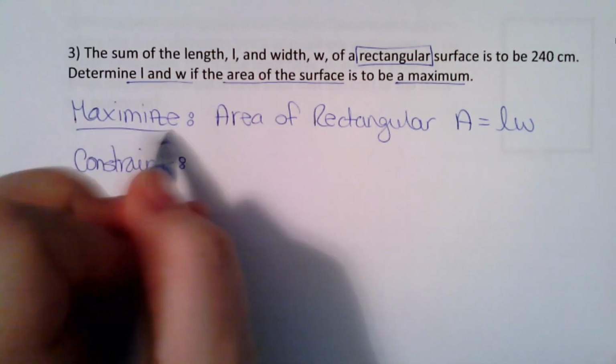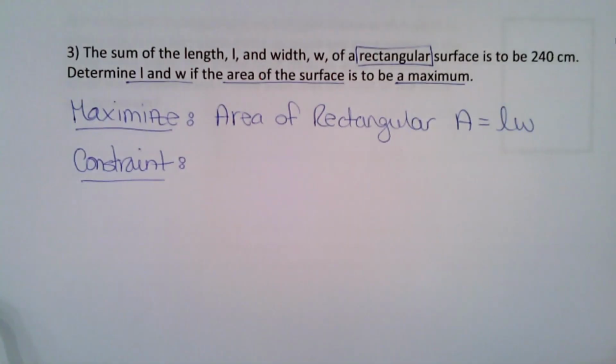Let's see what kind of constraint we have. It is also possible to have more than one constraint. You may find that there is more than one constraint that you are meant to use to help you eliminate, I shouldn't say eliminate, but in order to reduce the formula down to one variable to take the derivative of. So be aware you can sometimes have more than one constraint.